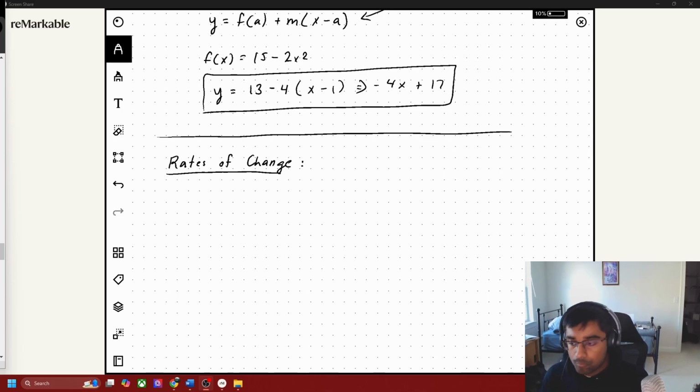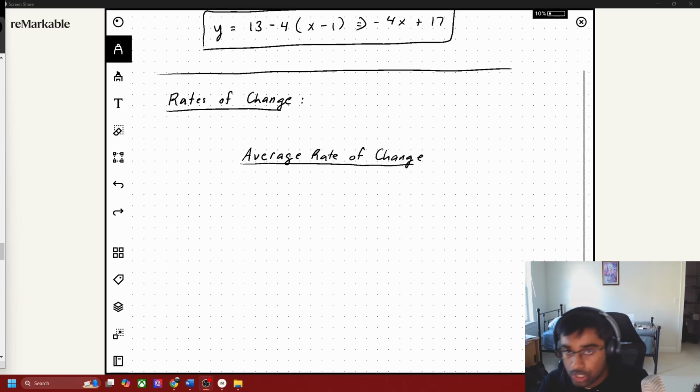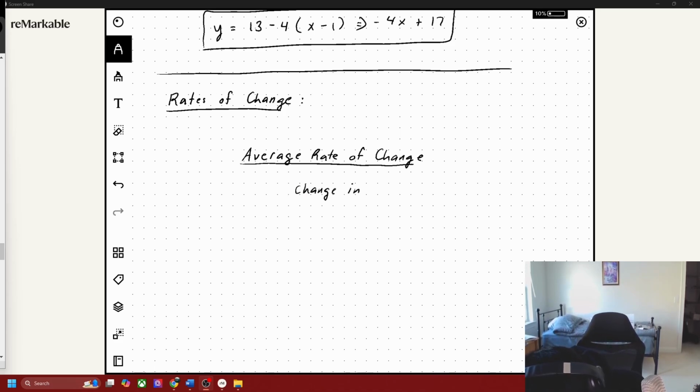So with that out of the way, we're going to first cover something called average rate of change. And that really, as you might be able to guess, is just your secant line. And the formula for that, as we covered before, is just your change in f of x, or change in y, over change in a.